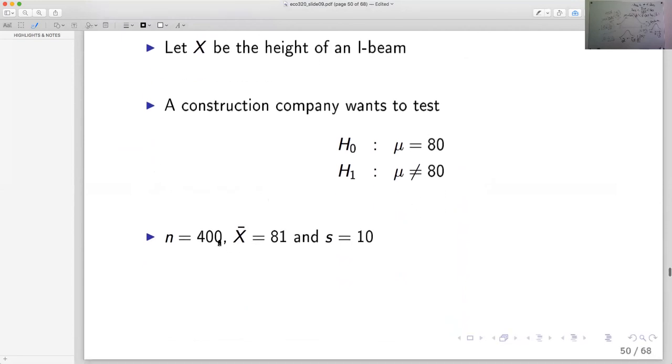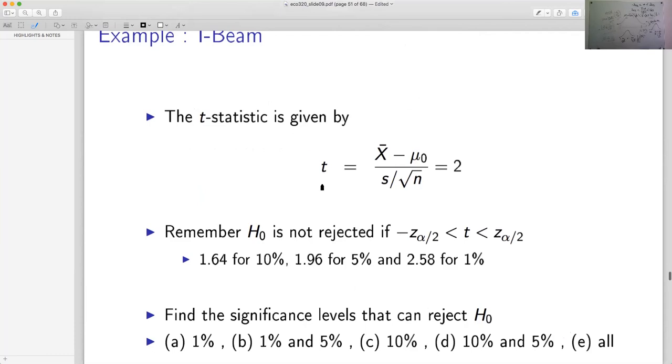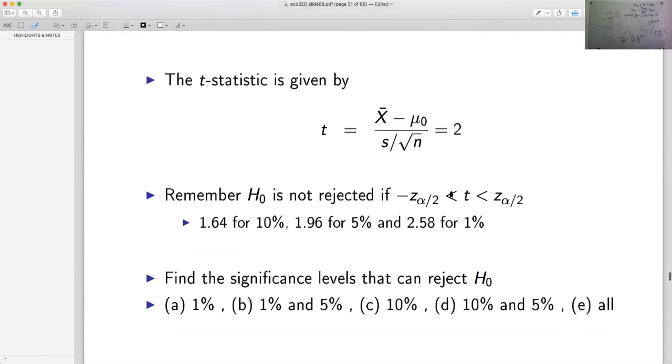So they have 400 samples. They found that X bar is 81 actually, and the standard deviation is 10. Can you reject or not? Based on only looking at X bar 81, you might not be sure. It's different by 1, but can you reject, statistically significant or not? So you need to test it out. The t statistic would give you 2. Based on that, what is your conclusion? You can use method 1, 2, or 3. Let's use whatever method you like.